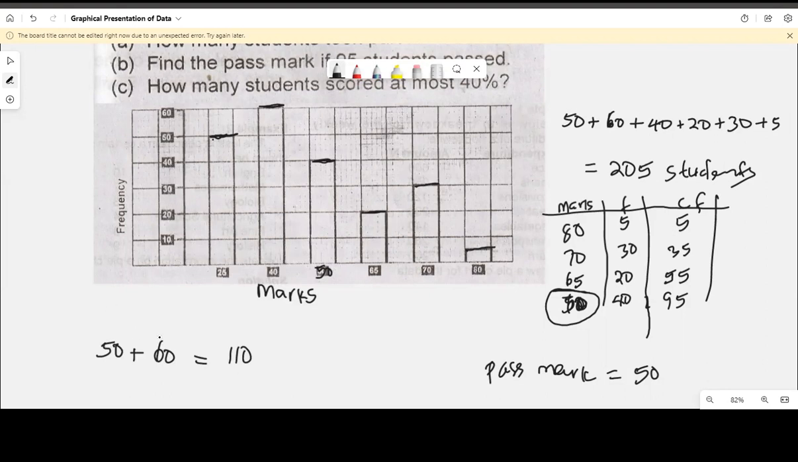Now, if I reframe this question and say, how many students scored at least instead of at most? At least will be from 40 upward. So don't mistake that. When it is at least, it means 40 or more, but at most means 40 or below. Okay? That is how to answer a question like this.